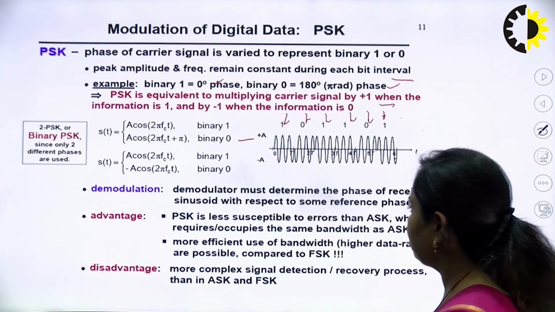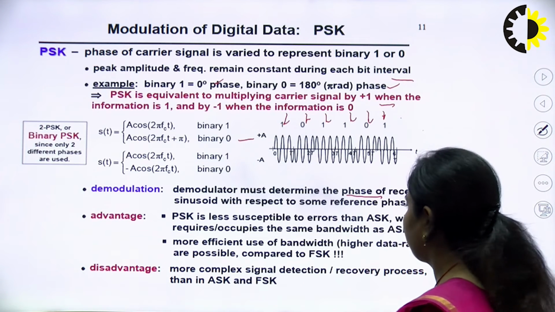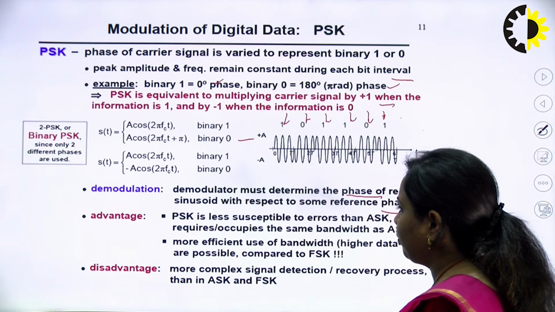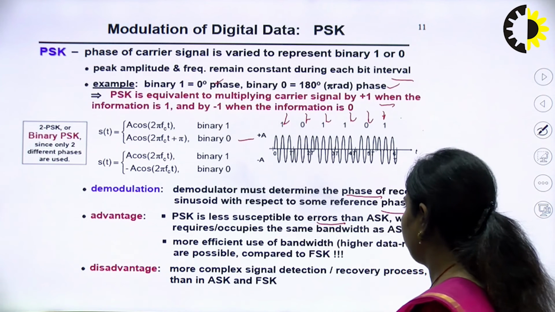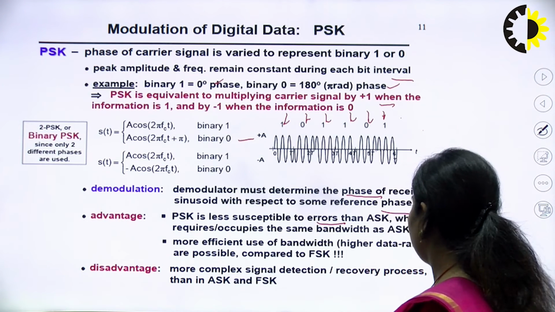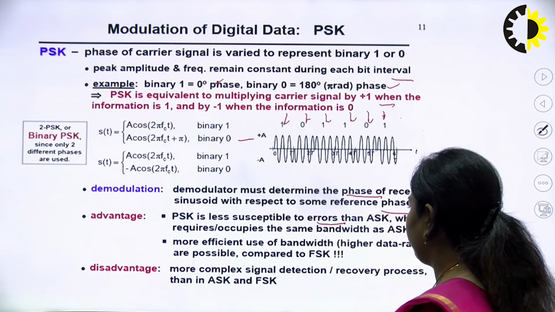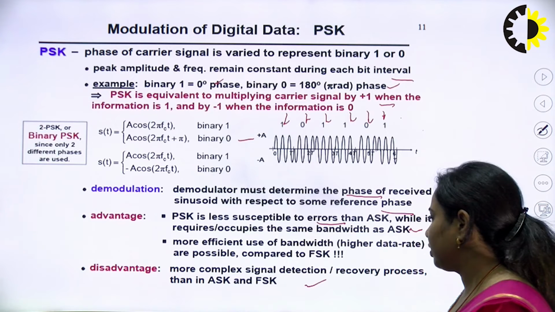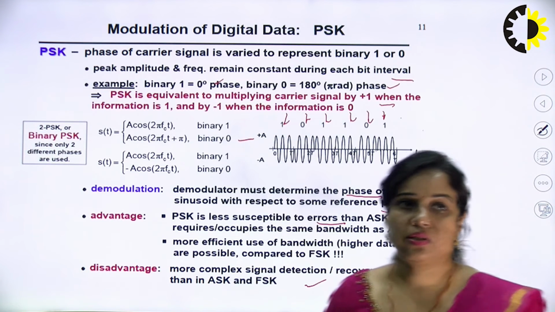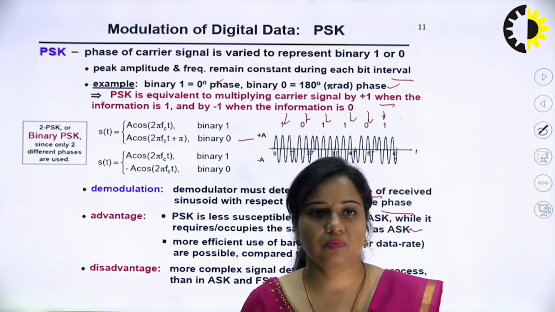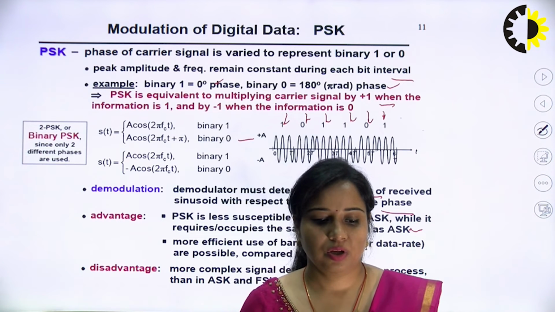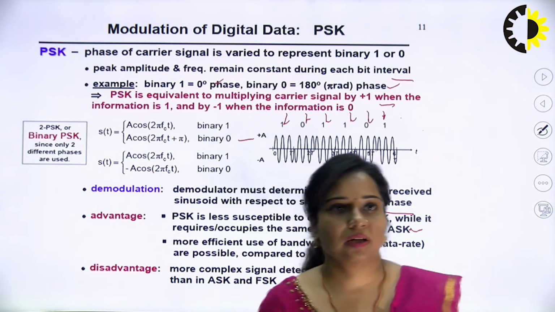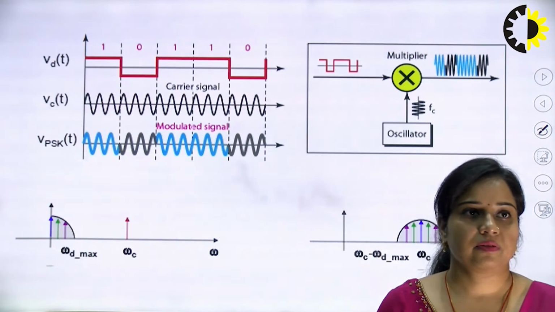For demodulation, the demodulator must determine the phase of the received sinusoid with respect to some reference phase. The advantage is that PSK is less susceptible to errors than ASK, while it occupies the same bandwidth as ASK. The disadvantage is that a more complex signal detection and recovery process is required, because the phase is changing every time, which is much more complex compared to amplitude and frequency. So that's why we are considering the phase.